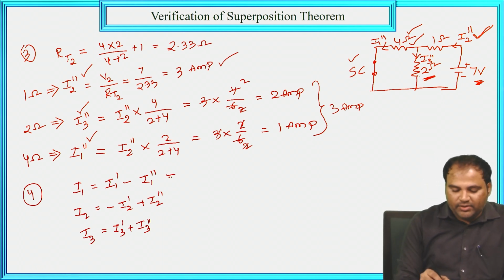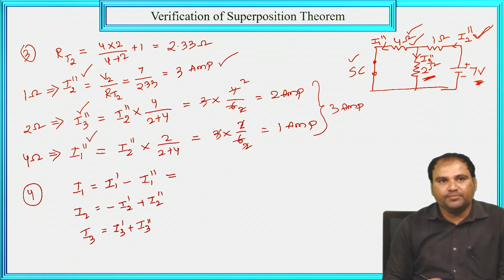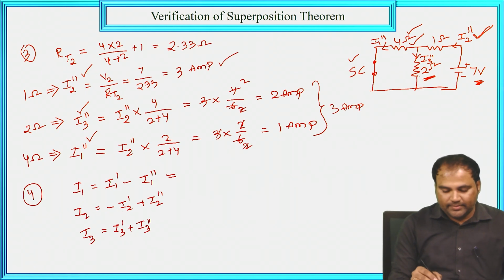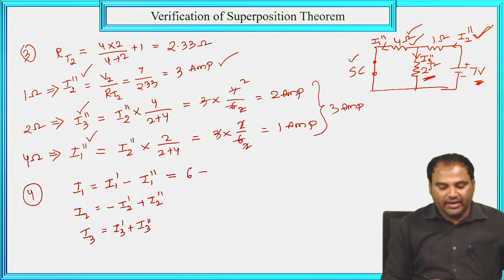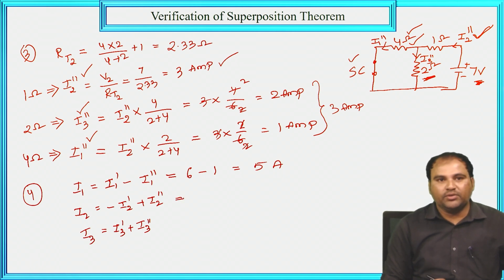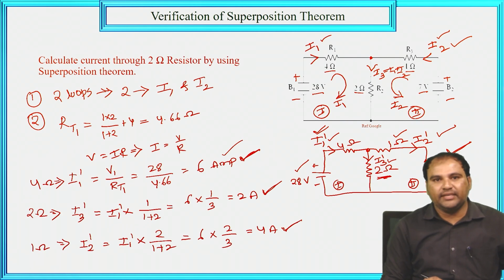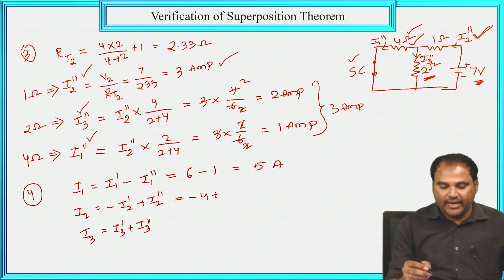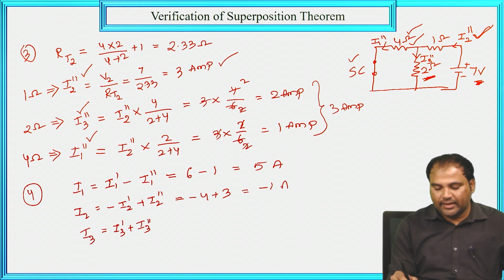Let us take the values. I1 is equal to I1 dash. The I1 dash value is 6 ampere, minus the I1 double dash value. We already calculated that, it is 1, so equal to 5 amperes. Similarly, I2 value. I2 is equal to minus I2 dash. The I2 dash value is 4, so we have minus 4 plus I2 double dash. I2 double dash is 3. That is equal to minus 1 ampere.